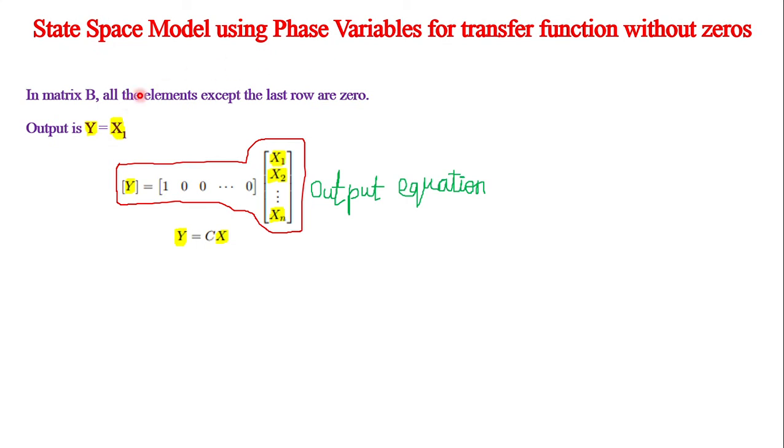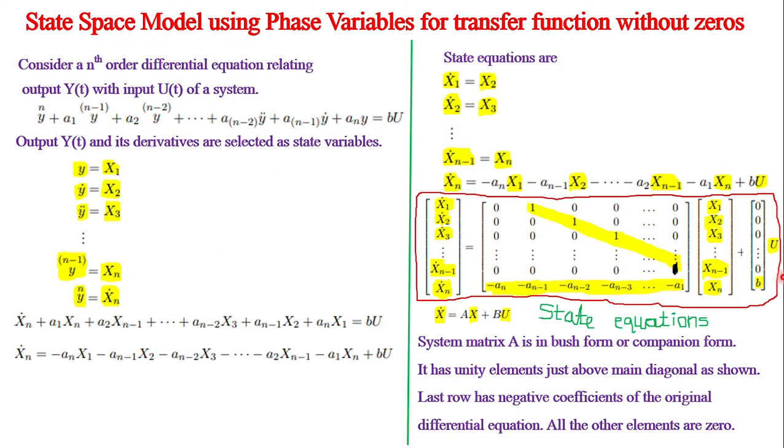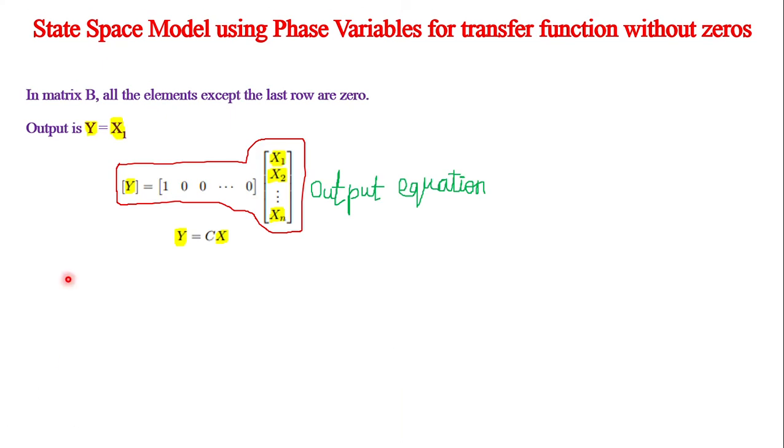Considering the matrix B, all the elements except the last row are 0. Now if you see the output, we have taken x1 as the output because that is the first assignment for the state variable that we have considered. Therefore, y is [1, 0, 0] times [x1, x2, ... xn]. So y is equal to Cx.